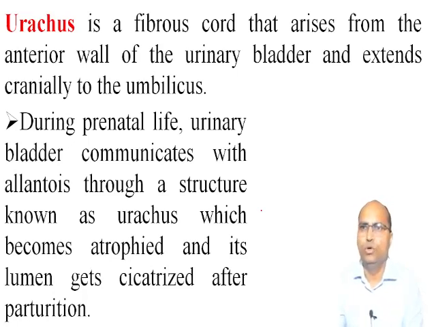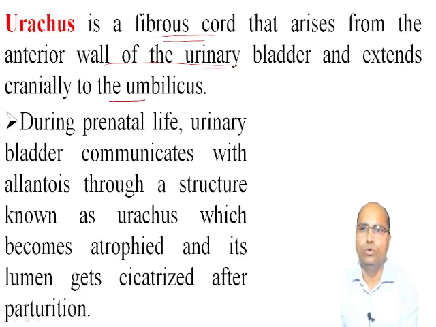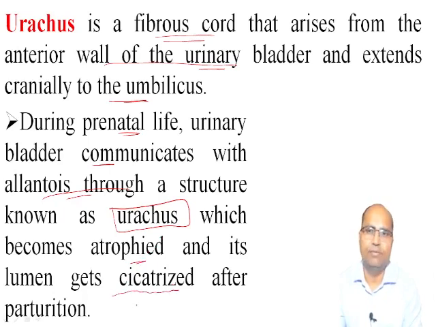Friends, urachus is a fibrous cord that arises from anterior wall of urinary bladder and extends cranially to umbilicus. During prenatal life, urinary bladder communicates with allantois through a structure known as urachus, which becomes atrophied and its lumen gets cicatrized after parturition.